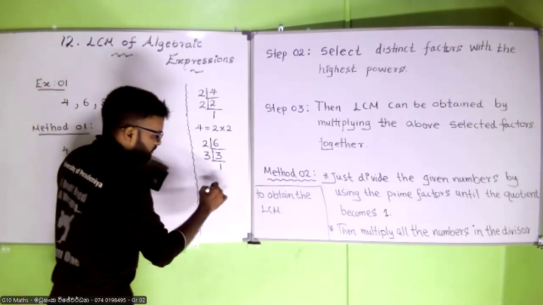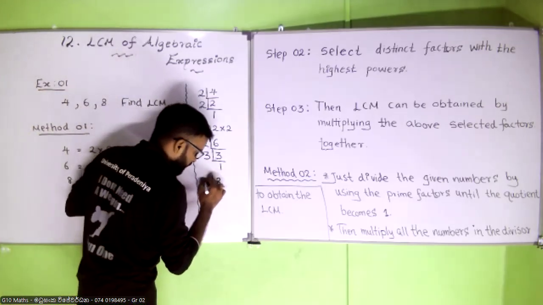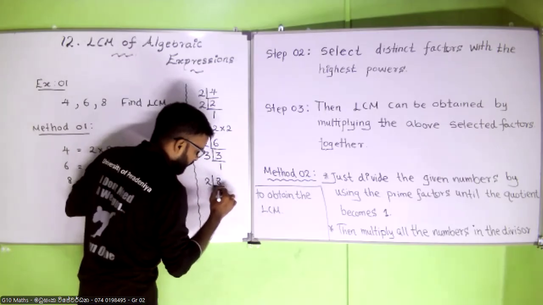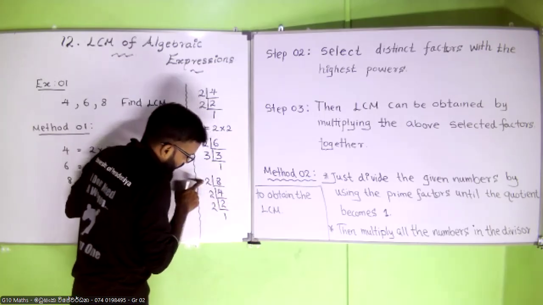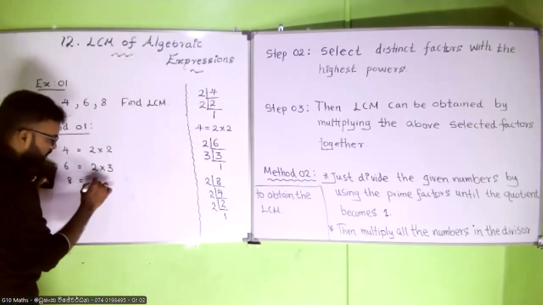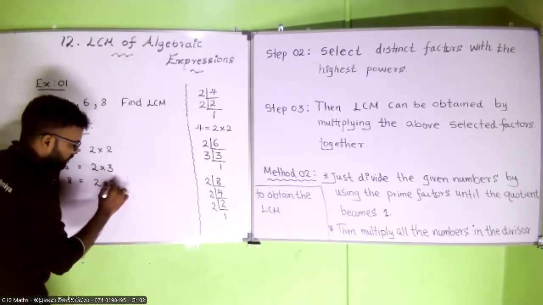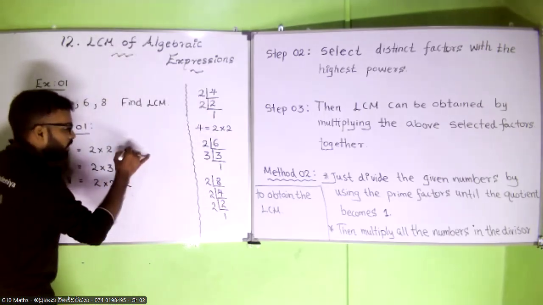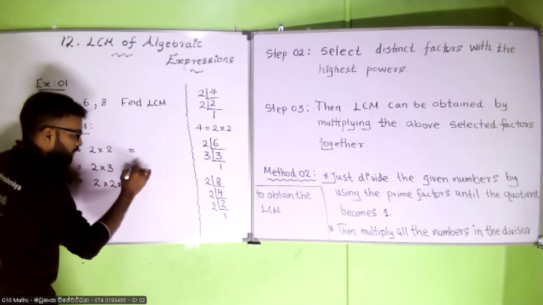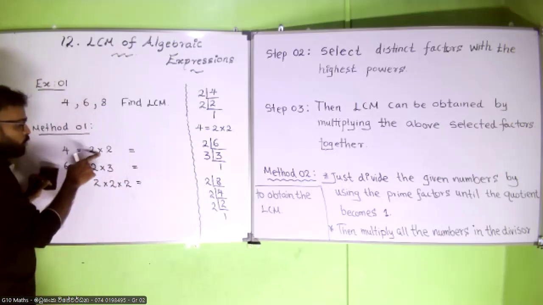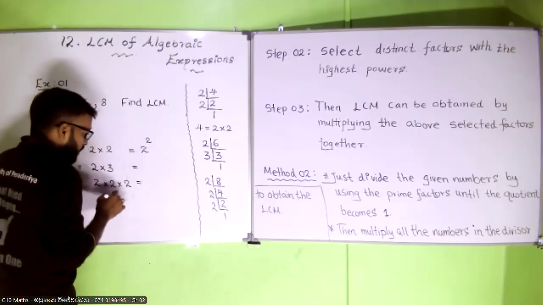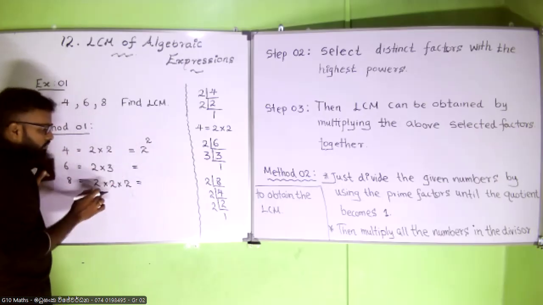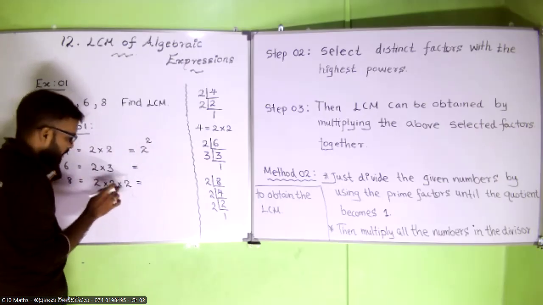Then I have 8. I am going to divide 8 using prime factors. 2 times 4, then 2 times 2, until the quotient becomes 1. So 8 is 2 times 2 times 2. Now I can write 2 times 2 as 2 to the power 2, which is the power form.